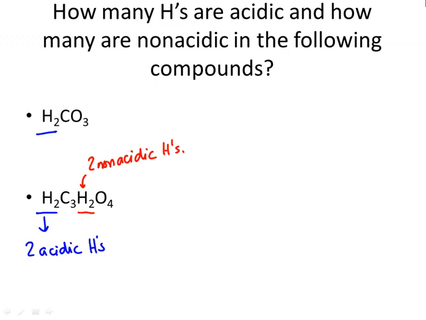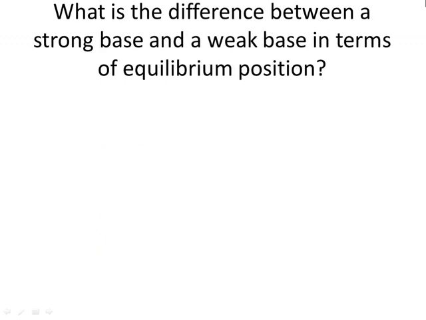And acidic hydrogen just means it can be lost in an acid-base reaction. What is the difference between a strong base and a weak base in terms of equilibrium position? So the definition of a strong base is that, for instance, we could have some base reacting with water. A strong base will completely pull off one of those hydrogens from water and leave OH minus.